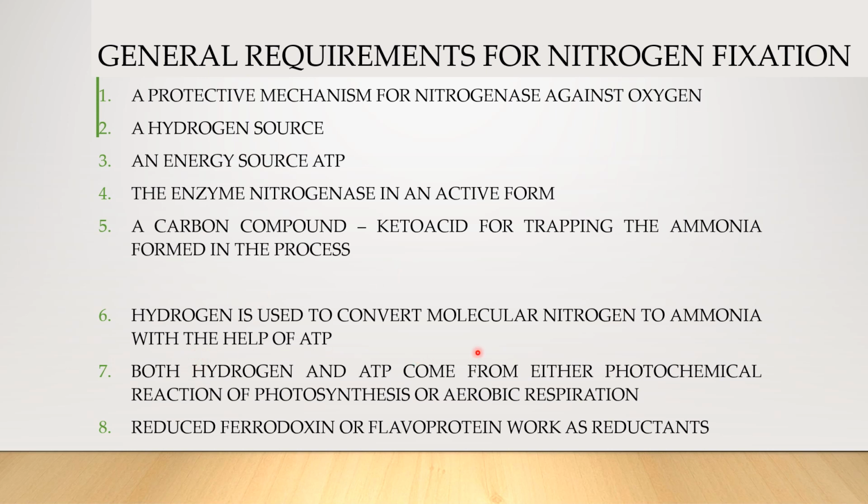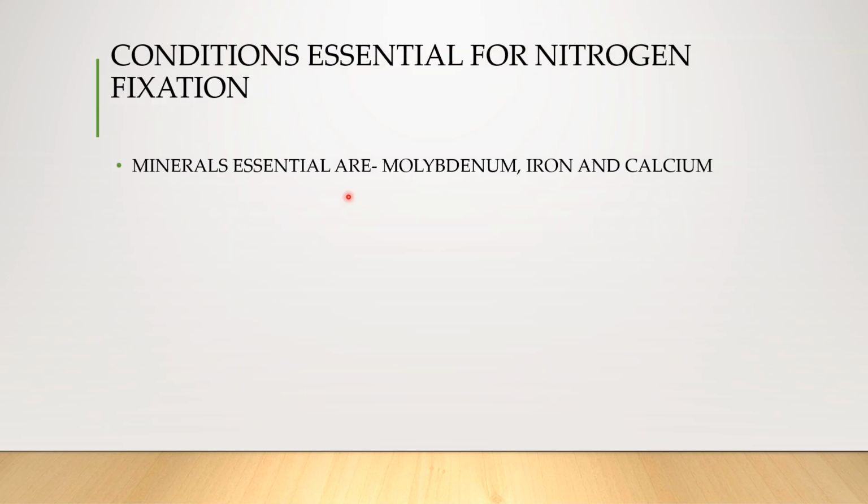Next, hydrogen is used for the conversion of nitrogen to ammonia, and this takes place with the help of ATP. Here you require both hydrogen as well as ATP, and these come either from the photochemical reaction of photosynthesis or from aerobic respiration. Next, you also need reduced pyridoxine or flavoproteins which act as reductants. All these are the requirements for nitrogen fixation to take place. One more essential requirement is the minerals molybdenum, iron and calcium.